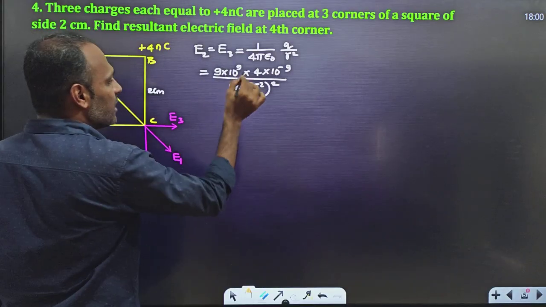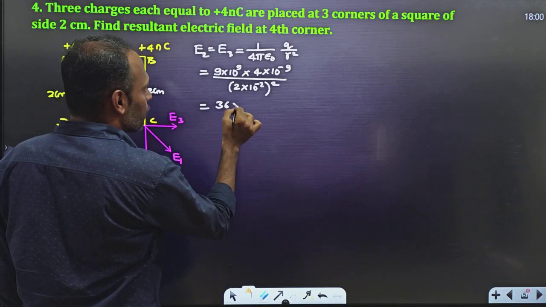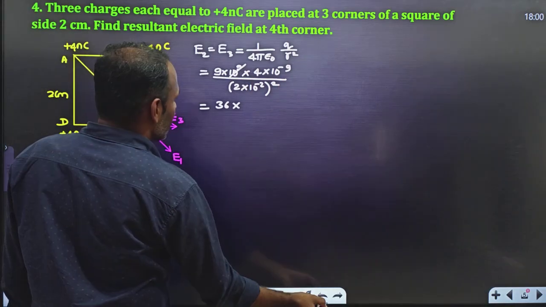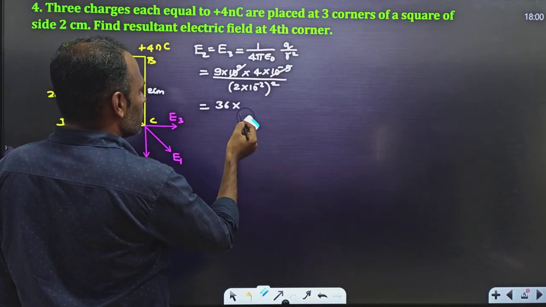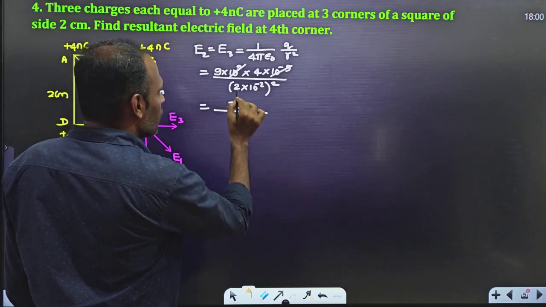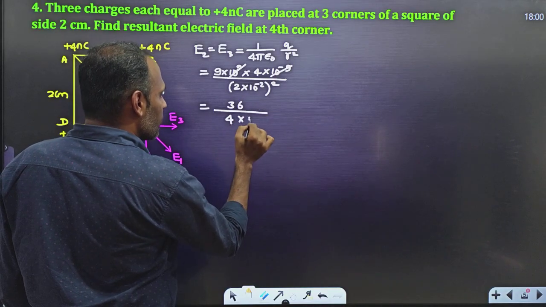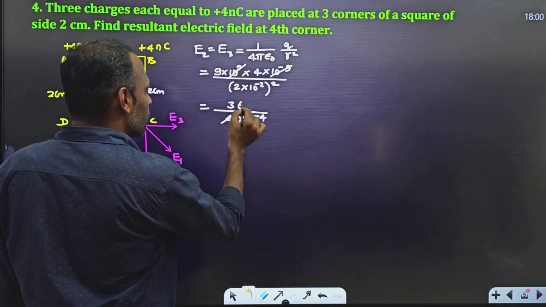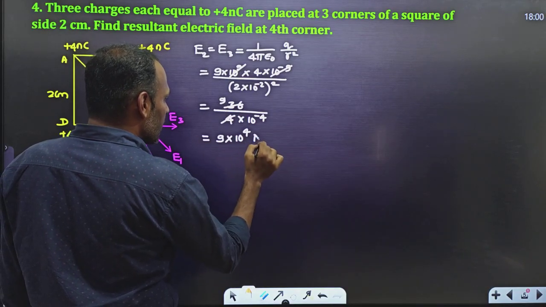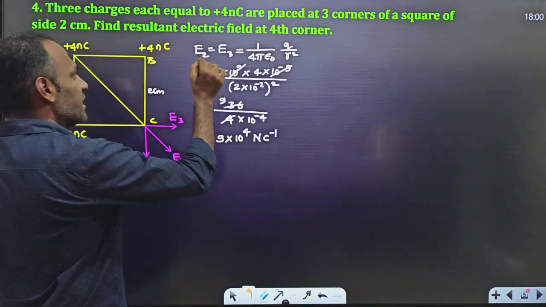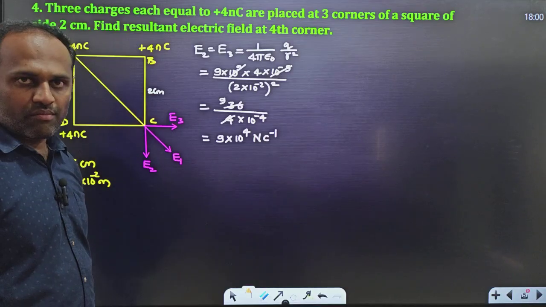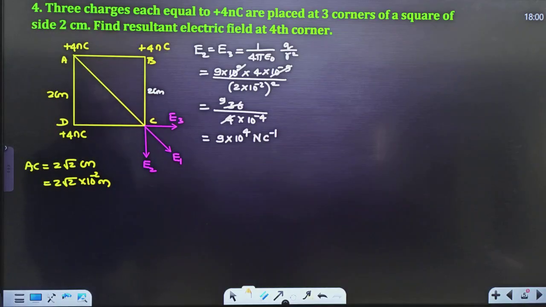Correct? 9 into 4, this will be 36. 10 to the power plus 9 and 10 to the power minus 9 will get cancelled. So I will get 36 divided by 2 square, which is 4, and 10 to the power minus 2 square will be minus 4. 4 ones are 4, 4 nines are 36. So we'll get 9 into 10 to the power 4 Newton per coulomb. This much is the value of E2 as well as E3. Okay, so we got the values of E2 and E3.